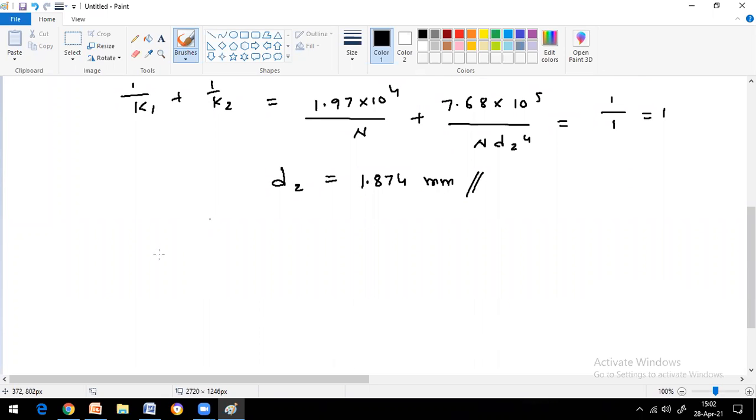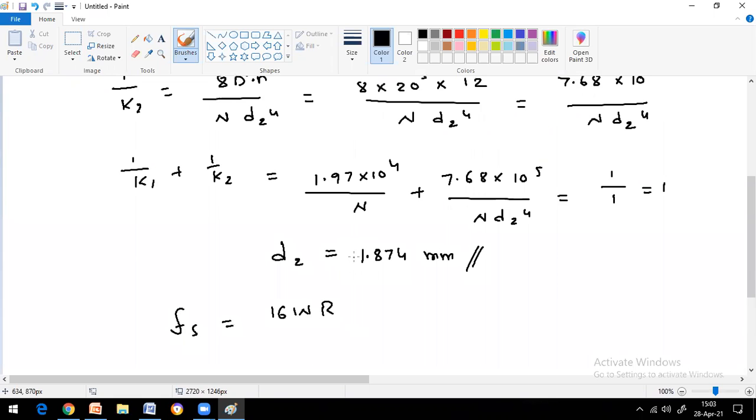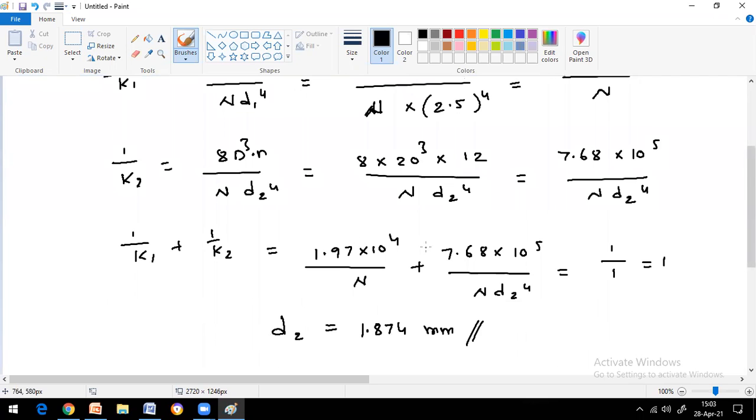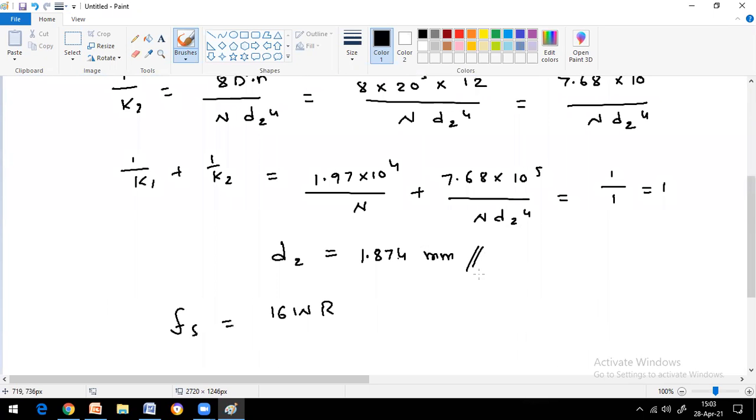From this, calculate the bending stress. Sir, the N value was given in the question, sir. Yeah, the N value is given already. You can substitute the N value, 0.82 into 10 power 5 Newton per mm square. Yes, yes, you can substitute them. You substitute and you can get this value as 1.874 mm.